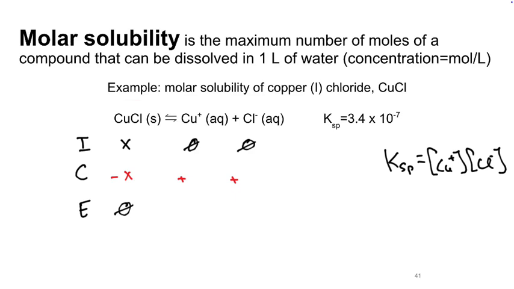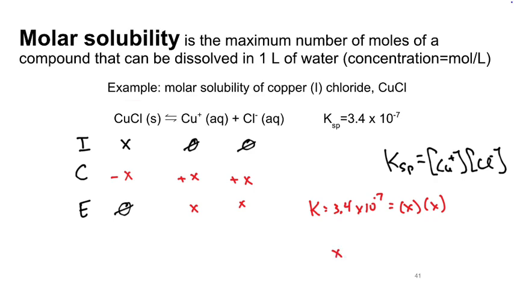How much should the copper ion go up if I said it goes down by X for the copper chloride? Why does it go up by X and not 2X or 3X or half X? Because the coefficients from the balanced chemical equation are 1 and 1. Why is this helpful for me? What do I now know? I know my K was 3.4 times 10 to the negative 7th. Do I know my concentration of copper ion? It was X. Do I know my concentration of chloride ion? It was X. Can I solve for X?